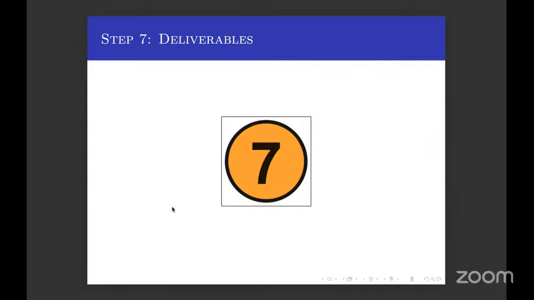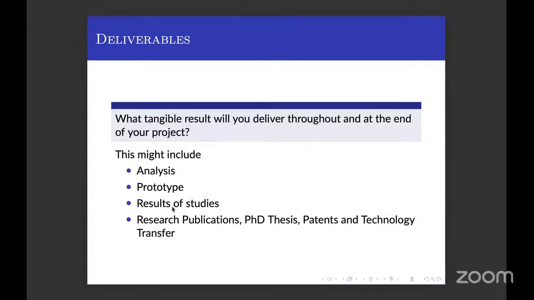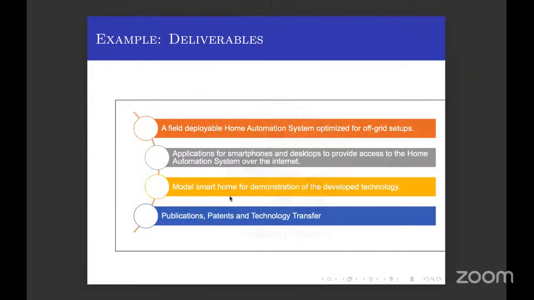Finally, deliverables. So deliverables means what? I think you have time. Shall I take another 5 minutes? Yes, sir. You may continue, please. So what tangible results will you deliver at the end of your project? It can be analysis, prototype, results, research publications, PhD thesis, and patents, etc. So these are the things you can see here.